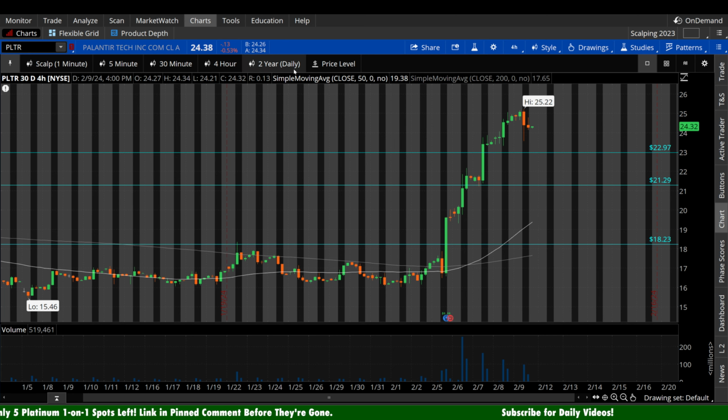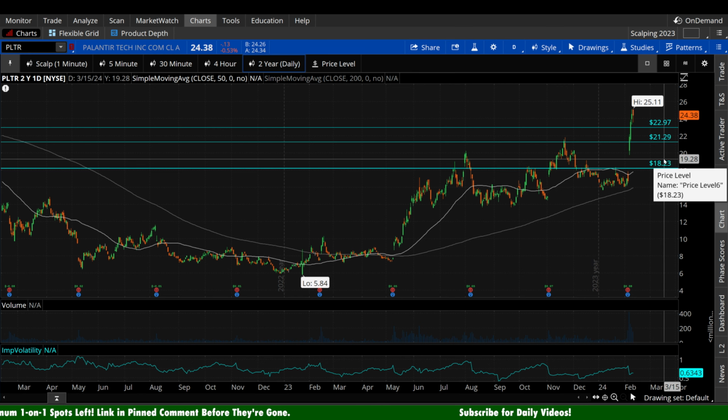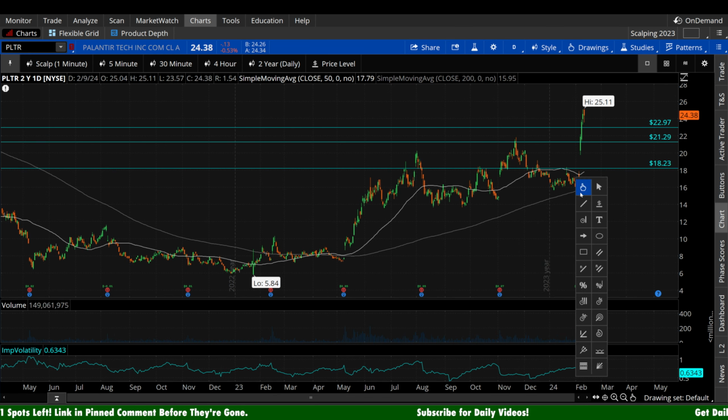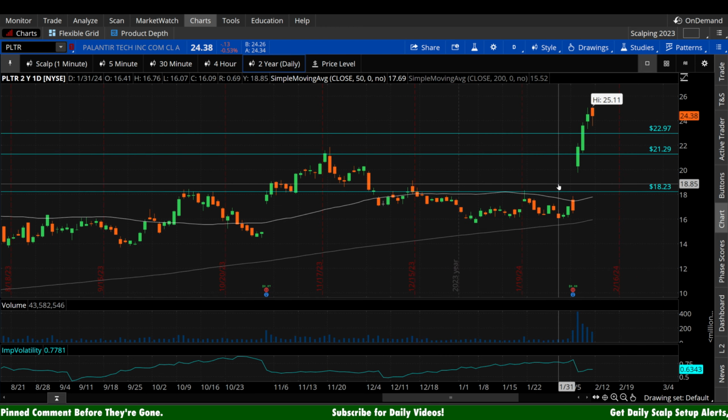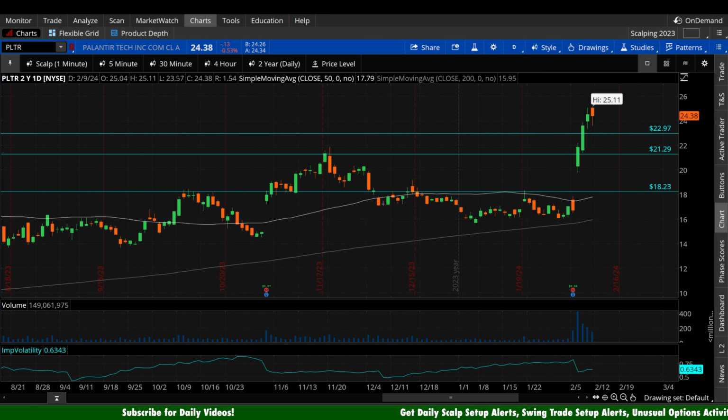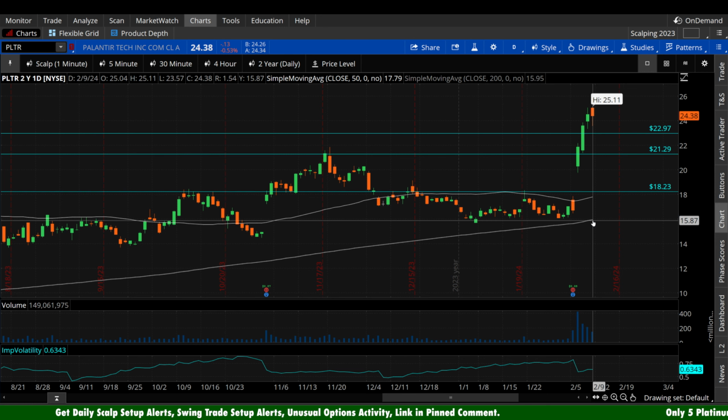Let's now zoom out to, I think, arguably the most important chart by far out of all of them, really on any security. It's going to be the daily. Why is it the most important? Because it's the most heavily watched. Again, you know, I believe in psychology of the market. So I want to be watching what everybody else is watching and programming algorithms to watch and the levels that they're making decisions around.